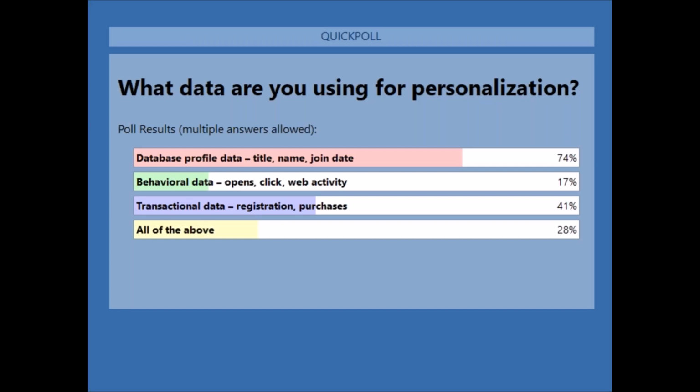Okay, wow. So database profile data definitely came in first. That's a significant amount of you using that. That's excellent. Transactional data.